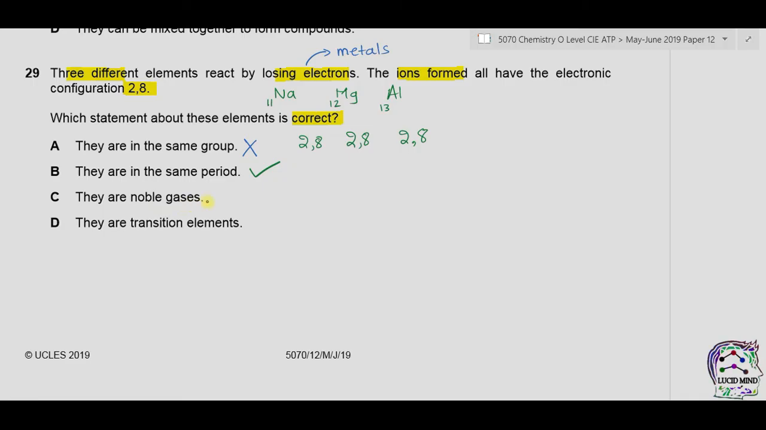C. They are noble gases. This is wrong because they are metals. D. They are transition elements. This is also a wrong statement because transition elements' atomic number is quite high, so they will not fit in this electronic configuration after formation of positive ions. Correct answer is therefore B.